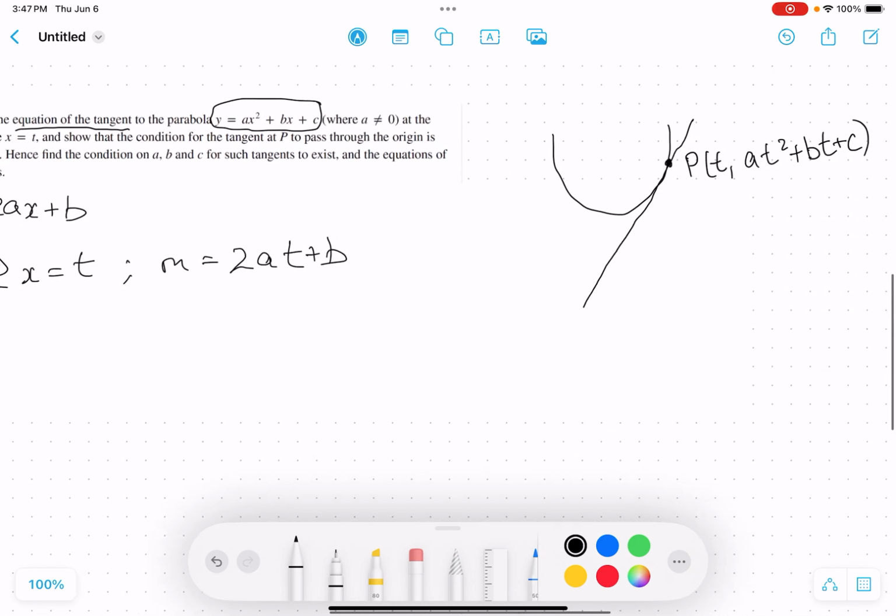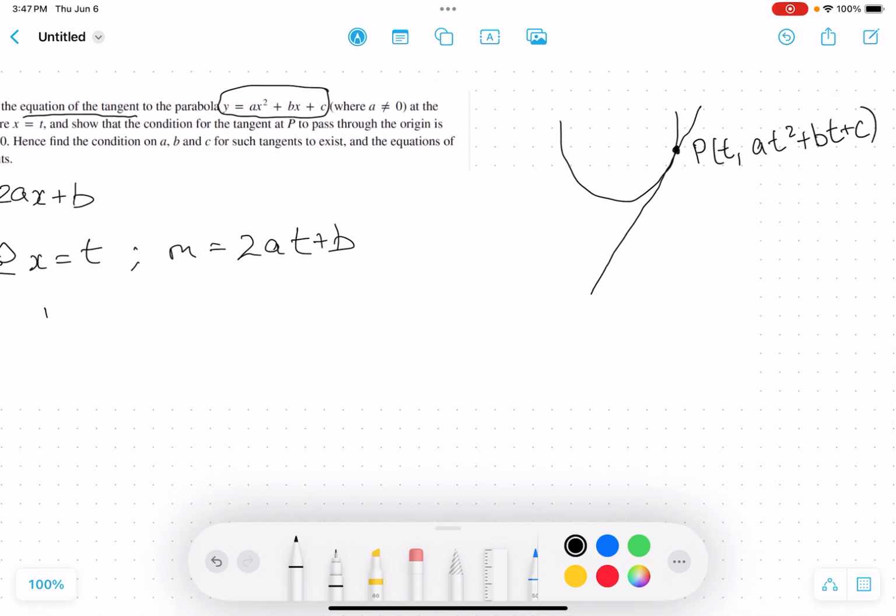If I use the point-gradient formula, we're getting y minus y1, which is at squared plus bt plus c, equals the gradient, that big thing, times x minus the x value, which is t. So that's the equation of my tangent.